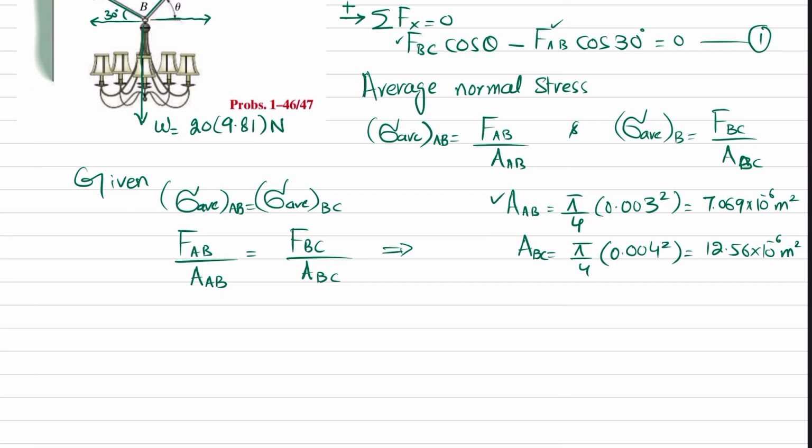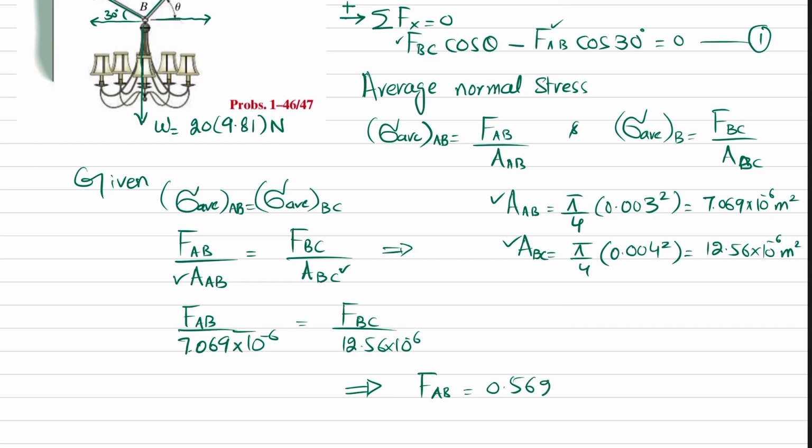Now you can put the values of both areas over here. So FAB over 7.069 into 10 raised to the power minus 6 is equal to FBC over 12.56 into 10 raised to the power minus 6. When you solve this in terms of FAB, FAB will be equal to 0.5625 FBC. So this is your equation number 2.